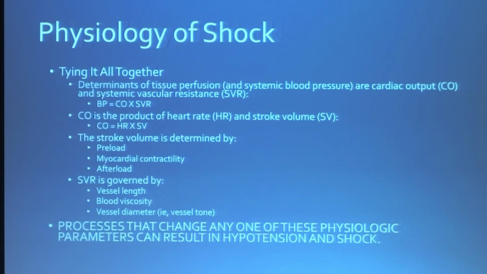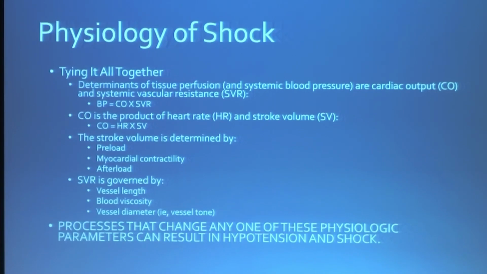What determines tissue perfusion and systemic blood pressure are cardiac output and systemic vascular resistance. Blood pressure equals cardiac output times systemic vascular resistance. Cardiac output is the product of heart rate and stroke volume. Cardiac output equals heart rate times stroke volume, per minute. The stroke volume is determined by preload, by your myocardial contractility, and by the afterload, how much systemic resistance you've got.